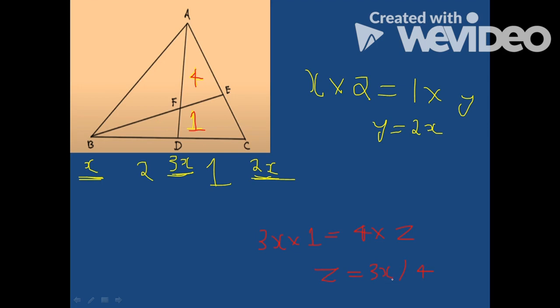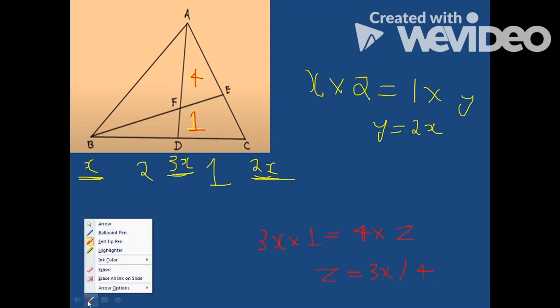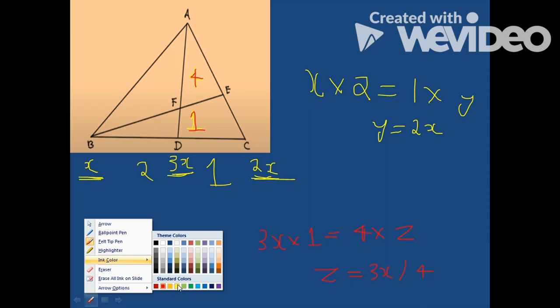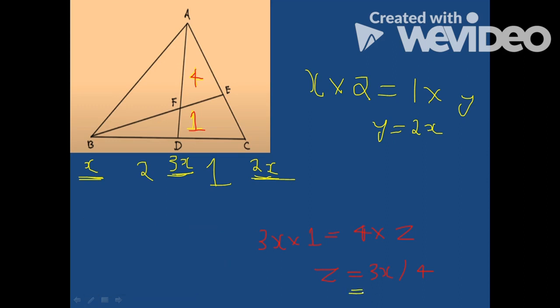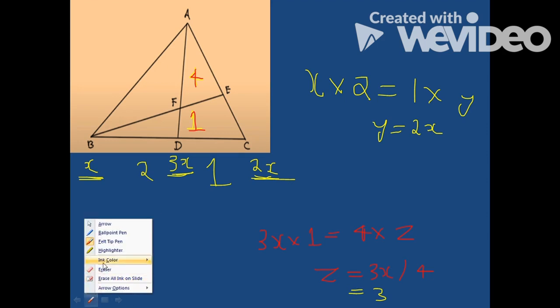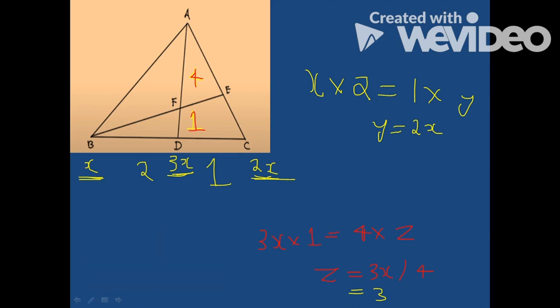Now if we consider the value of x to be a multiple of 4, then the value of z becomes a whole number. So let's assume x to be equal to 4. If x is 4, z will be equal to 3. So the value at A will be 3, the value at B will be 4 because it is x, the value at C will be 8, and the value at D will be 4 3s, which is 12.